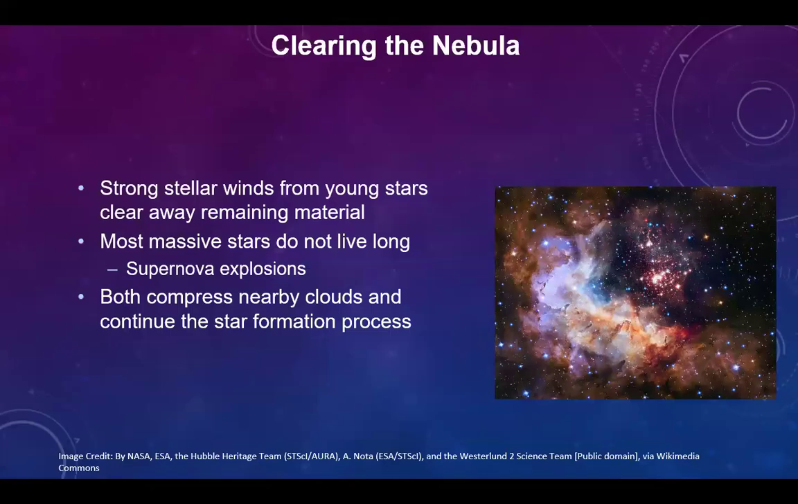So, once stars are born in a nebula, they start undergoing fusion, and then they start pumping out light and stellar winds, and they'll start to actually clear out the nebula. Strong stellar winds from young stars will clear away a good portion of the nebula, and the most massive stars don't live very long. So, they then violently explode in supernovas, and that will also clear out nebula. And both of these processes push material from around newborn stars away.